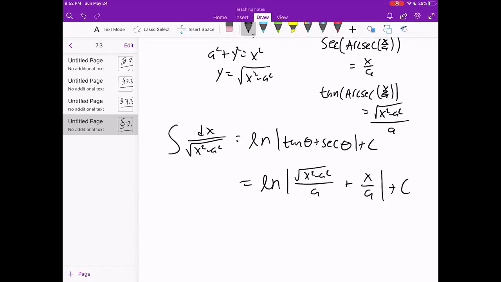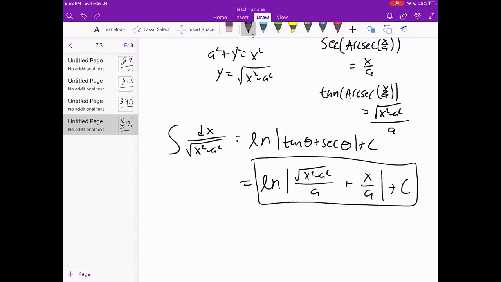So I think I'm going to leave it like that. I'm okay with this form. So that's where I'm going to stop with that one. There's a second way of doing it in the book. You can use hyperbolic trigonometric functions. I'm not going to go over it because it's not guaranteed that everybody has done hyperbolic functions.